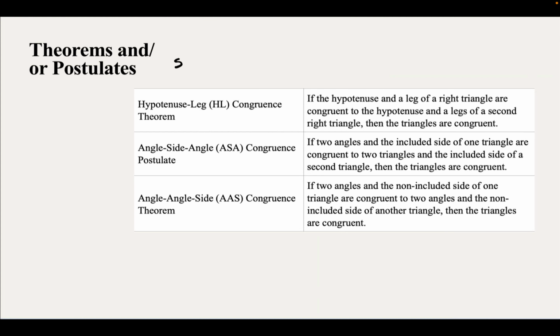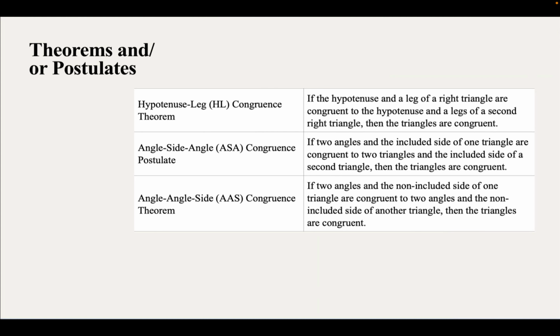Previously, we discussed SSS and SAS. So if you need a refresher on those, feel free to check that video out. HL is specific to right triangles. If you have two right triangles such that the hypotenuse of each triangle are congruent and one leg of each triangle are congruent, then you can say that the triangles themselves are congruent.